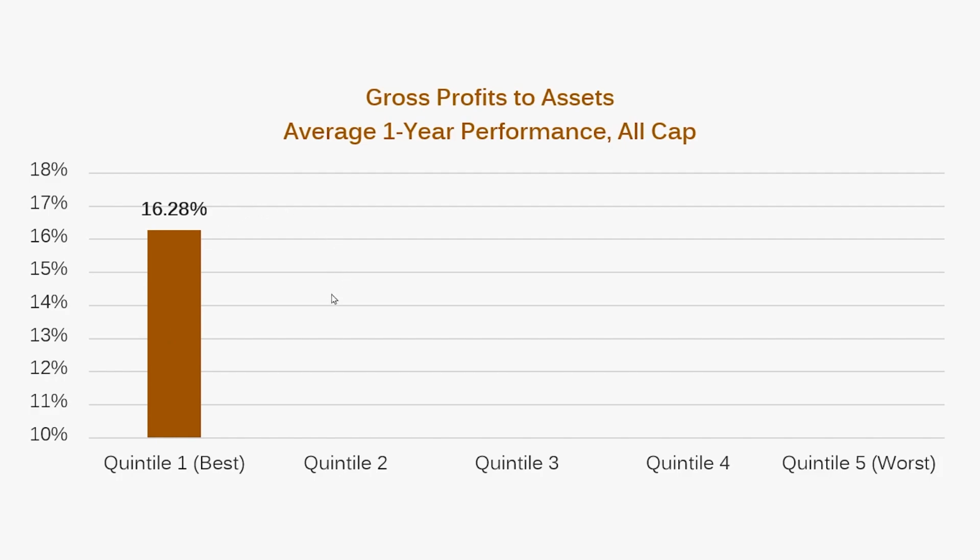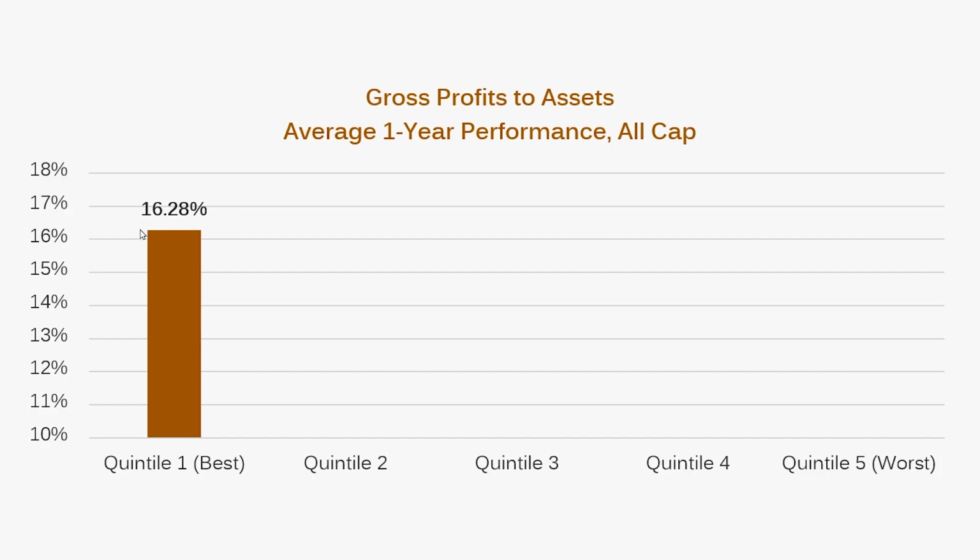Now we're going to put the second best in a bucket that's going to go here, and the third best and the fourth best and the fifth best, which is also the worst. And then we're going to say, what happens the year after in those companies? What kind of return do you get in the following year?